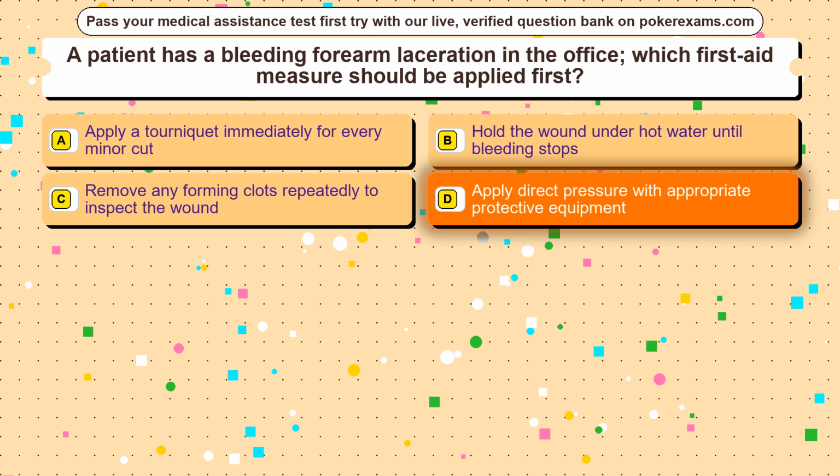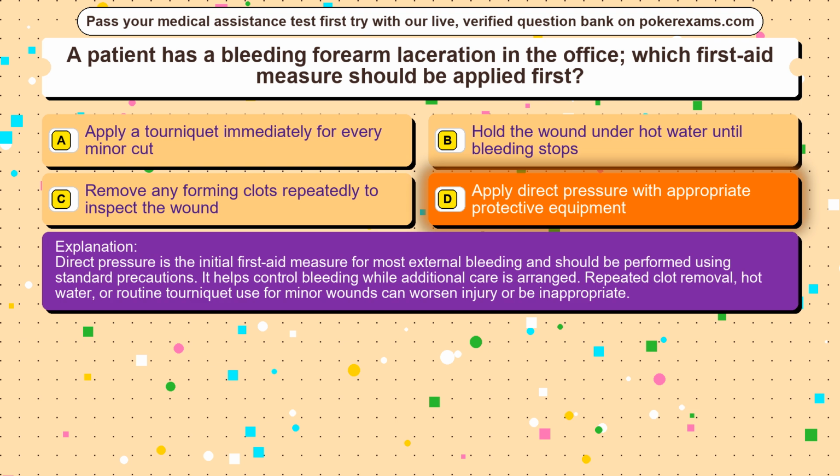The correct answer is option D. Apply direct pressure with appropriate protective equipment. Direct pressure is the initial first aid measure for most external bleeding and should be performed using standard precautions.